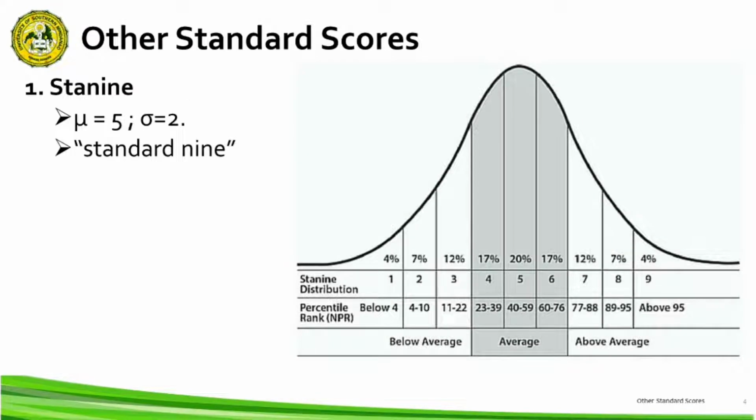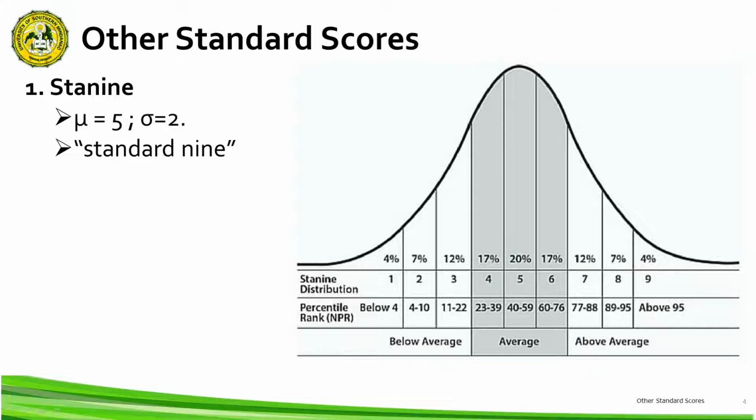Aside from the Z-scores and the T-scores, there are numerous standard scoring systems that exist. First, we have STENINE, a term derived from the contraction of the words standard and nine. It is a standard score developed by researchers during World War II with a mean of 5 and a standard deviation of approximately 2. It is a normal curve divided into 9 units.